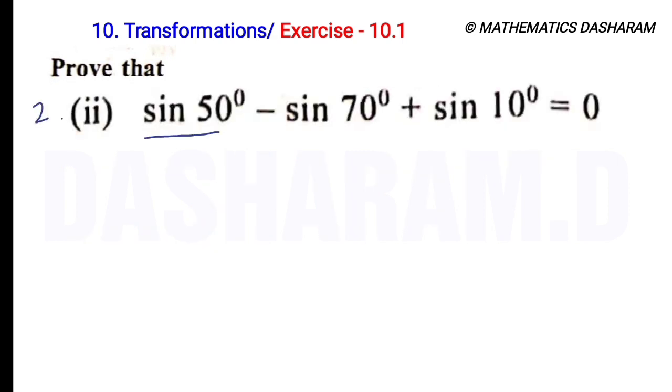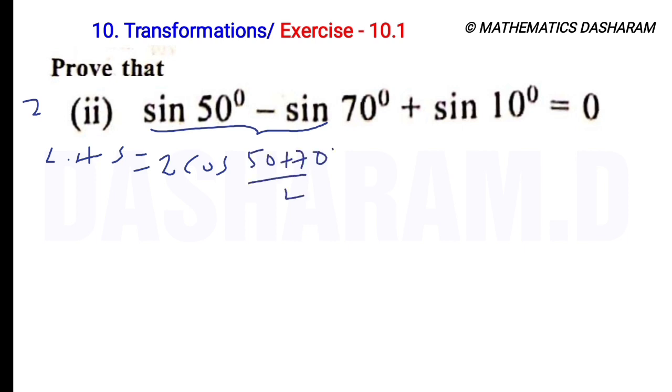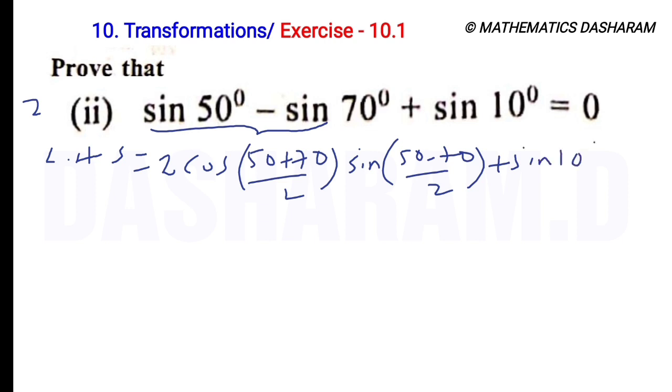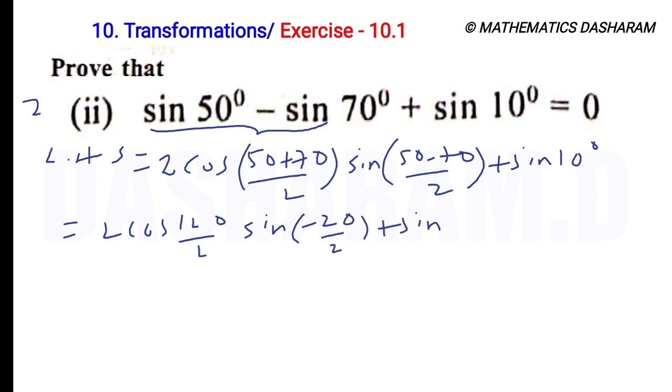Second bit, second problem: sin 50 minus sin 70 plus sin 10 equals 0. So let's take the LHS. Here sin 50 minus sin 70 means the sin C minus sin D formula: 2 cos (C plus D)/2, (50 plus 70)/2, into sin (C minus D)/2, (50 minus 70)/2, plus sin 10 degrees. So it is equal to 2 cos (50 plus 70 is 120)/2, sin (50 minus 70 is minus 20)/2, plus sin 10 degrees.